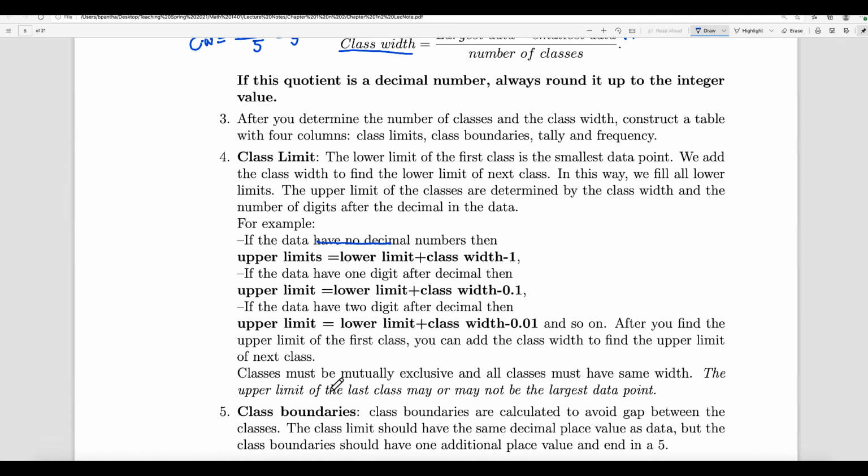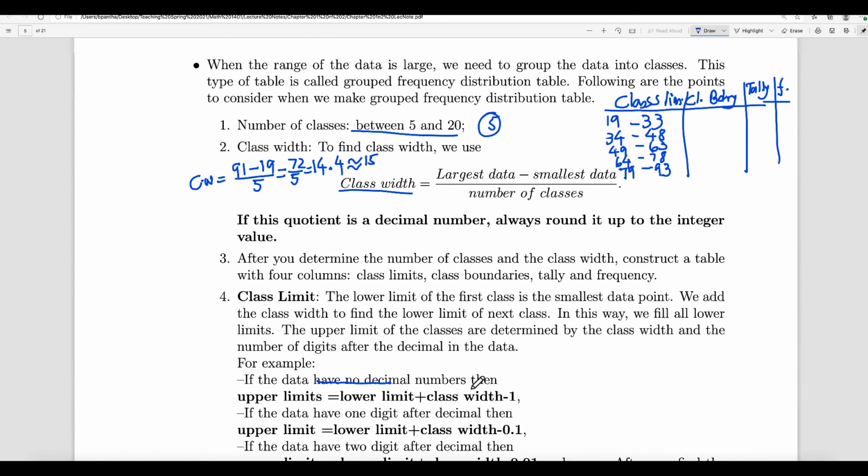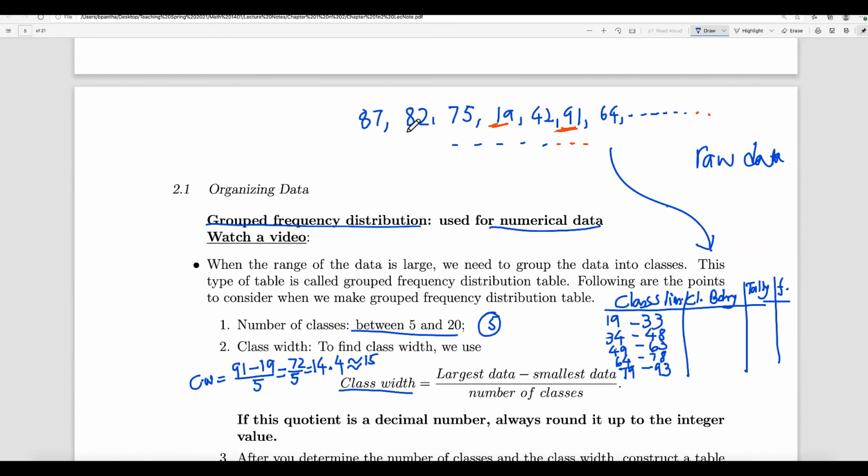Next thing is classes must be mutually exclusive. In the case of class limits, classes must be mutually exclusive, meaning all the numbers between 19 and 33, including 19 and 33, including the boundary, are in the first class. We count in the data how many values are between 19 and 33, including 19 and 33, and write that down for the first class. Similarly, between 34 and 48, you count for the second class, and similarly the third class, fourth class, like that.